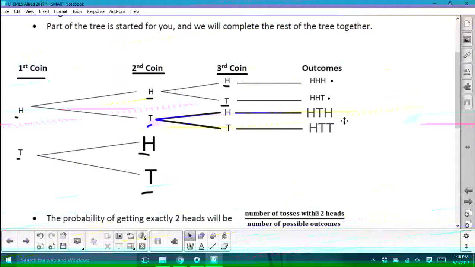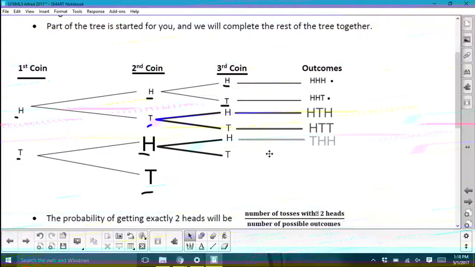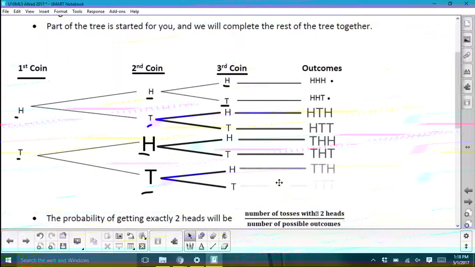So far I have 4 outcomes if I got heads first. If I got tails first, I can go tails, heads, heads, or tails, heads, tails. That's listed there with those 2 outcomes. You try to say that 5 times fast and see what happens to you. Or I could have gotten tails and then tails and then heads, or tails and then tails and then tails. Those are my 2 other outcomes at the bottom.